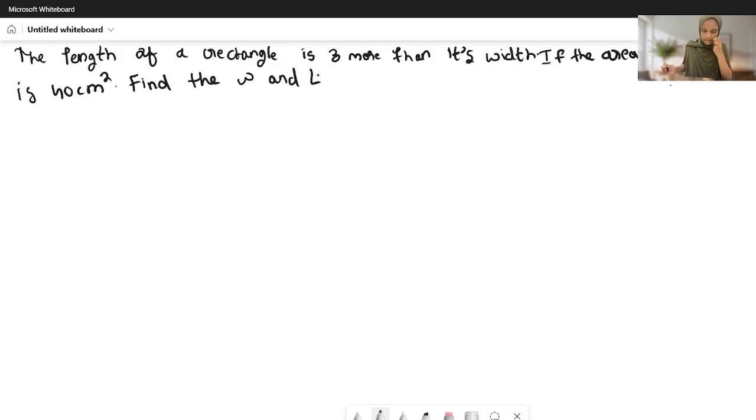Okay, so this is saying that the length of a rectangle is 3 more than its width. That means the length is 3 more than its width, and if the area is 40 centimeter square, you have to find width and length. So here we don't know the value of width and length, so we can make x equal to width. It can be length or width. I'm going to take it as width. So x is equal to width.